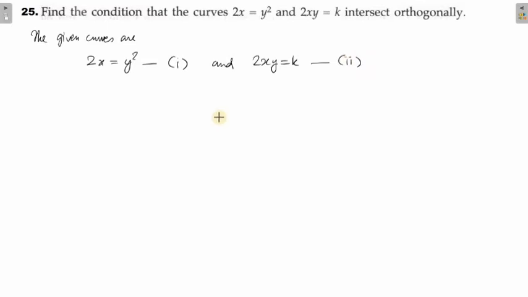Okay, now do we have any point of intersection given to us? No, right? So we want to find what that point is.